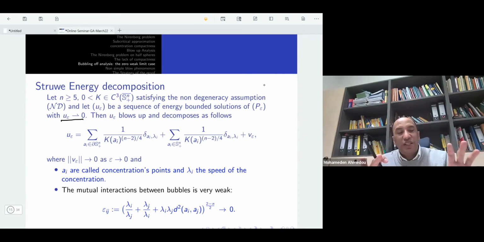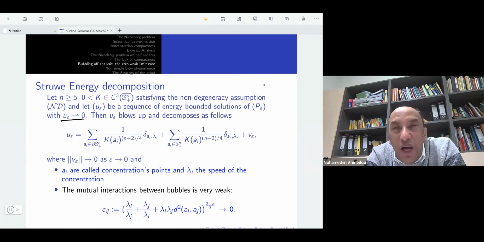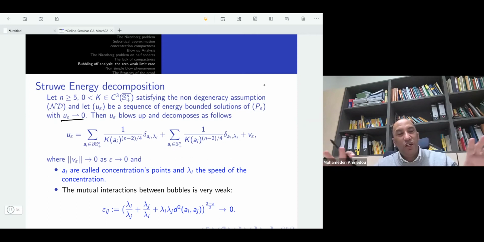But let me just concentrate on the case where u_epsilon converges weakly to 0 and emphasize the differences between the blow-up picture on the sphere and the blow-up picture on the half sphere. In particular, we have seen that on the sphere there is no non-simple blow-up, and we will see that on the half sphere there are situations where you do have non-simple blow-up, and actually you can construct such blow-up. So the starting point is the Struwe energy decomposition.